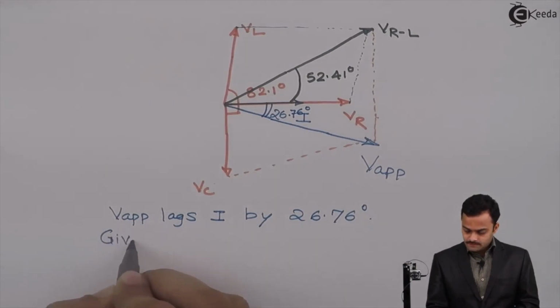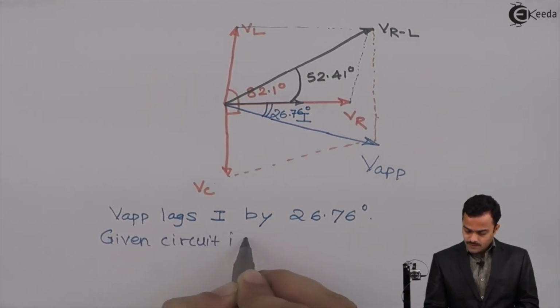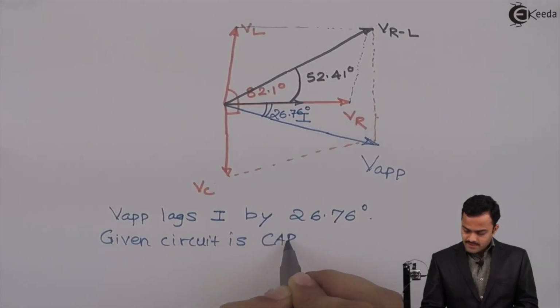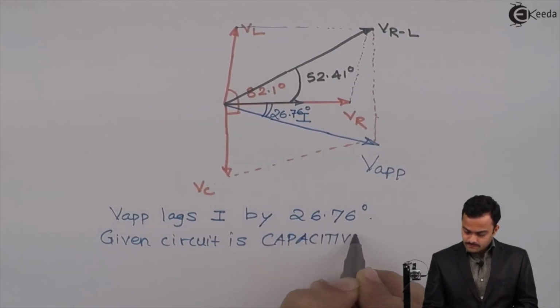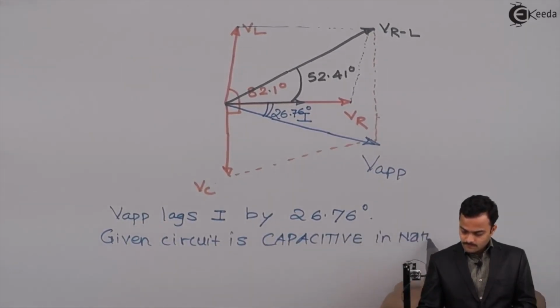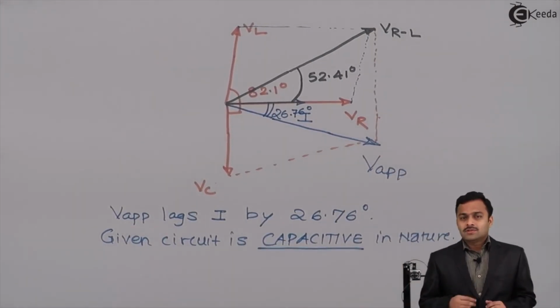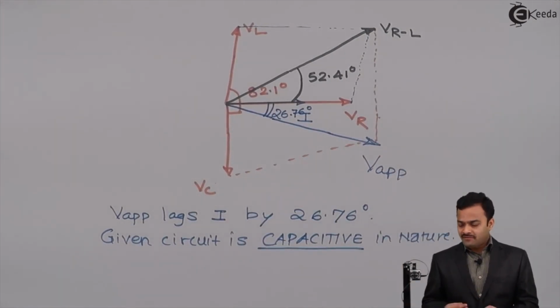Hence, what conclusion we can draw? The given circuit is capacitive in nature. So this is the additional thing I have discussed along with the phasor diagram.